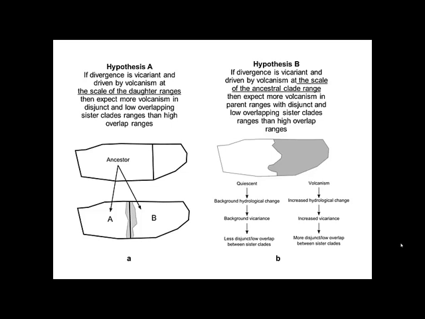Through visual examination of the pattern, I came up with the hypothesis that where you've got volcanism, you should have increased hydrological change, which would lead to increased vicariance, increased speciation due to vicariance, and you would end up with more disjunct or low overlap between related clades in areas of volcanism than you would in areas without volcanism.